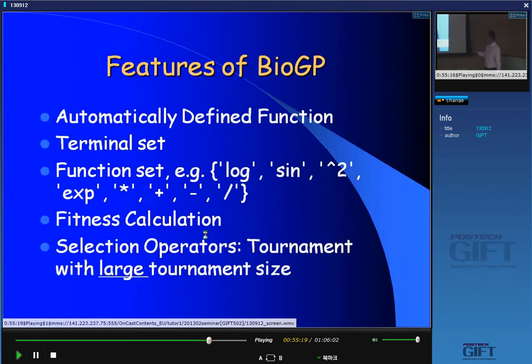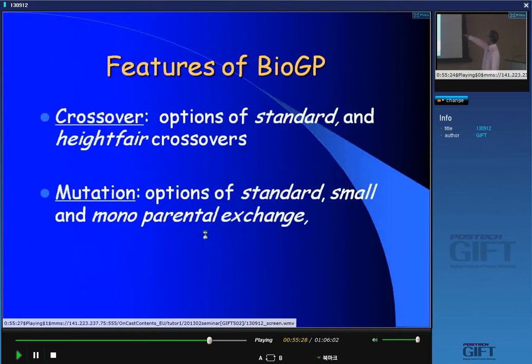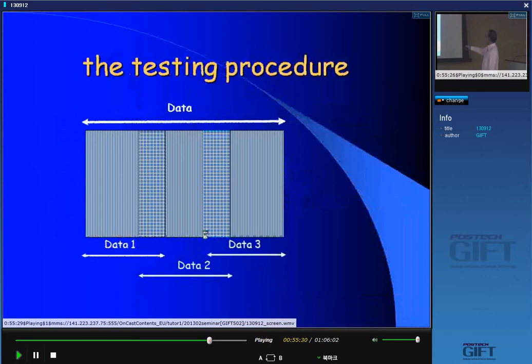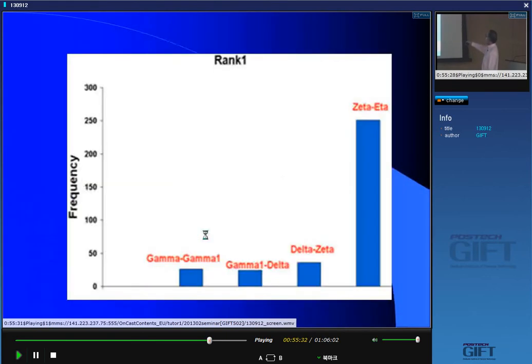As you can see, I'll just go over this quickly: I can use mathematical functions like log, sine, multiplication, etc. I do crossover, I do mutation, forget about it. Let's skip some of those things. Now let's come back to our old problem.